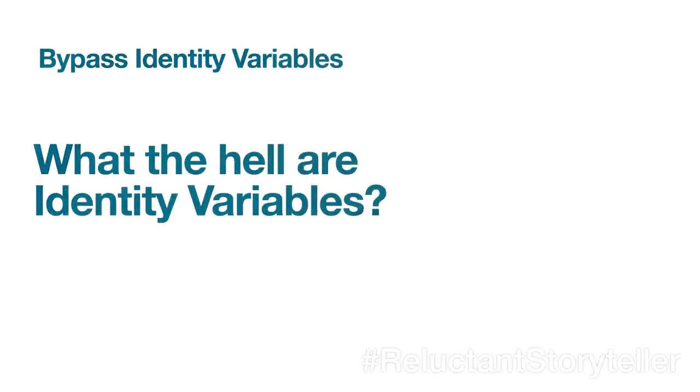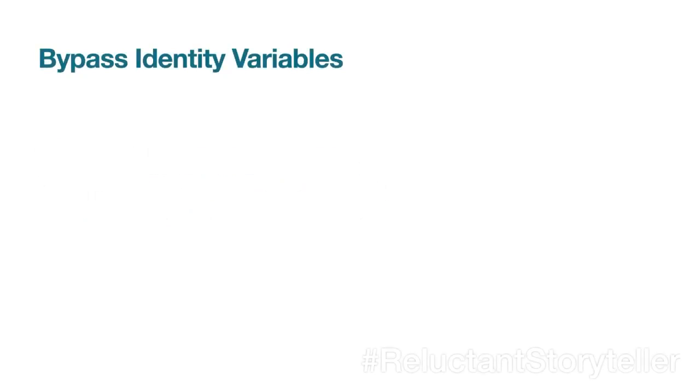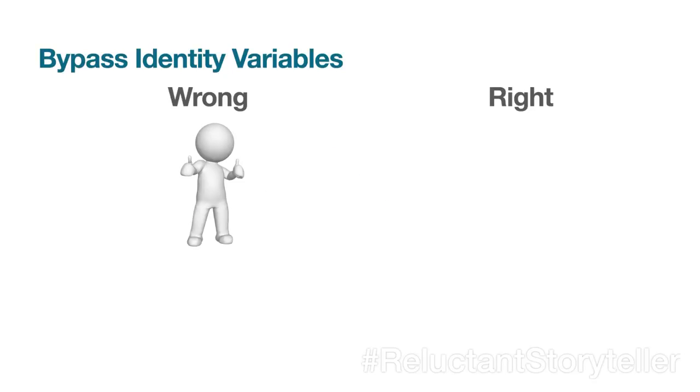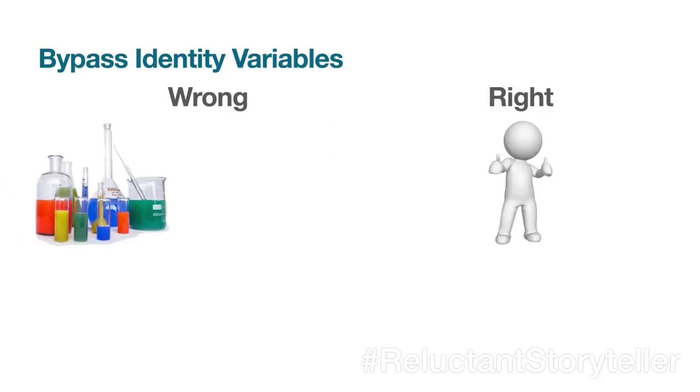Okay, so now we know that we should be bypassing identity variables and we know what the hell they are. Let's just see what that looks like. It looks like this. I'm going to call this little chap Robert. I have no idea why I call him Robert, but in my head he's Robert. And the idea is that Robert's wrong and your presentation is going to move Robert from the wrong to the right. So you simply give Robert some facts and way off he goes. Very grateful. Only it's not like that.